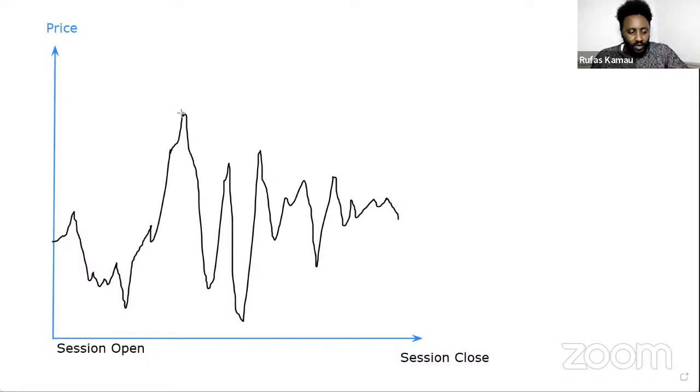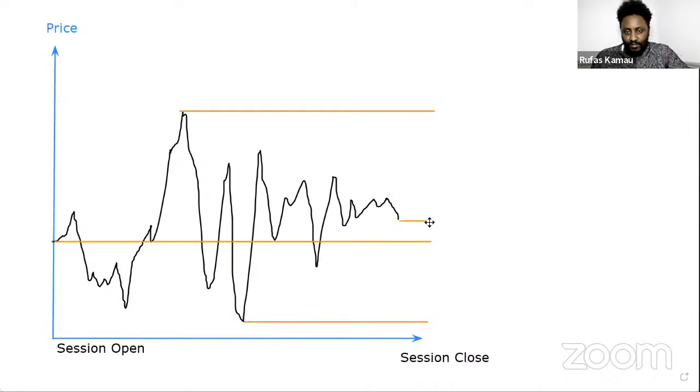So OHLC: open, high, low, and close. That's our highest price. This is our lowest price. This is our opening price here. This is our closing price. In this case, notice that the closing price is way higher than the opening price. So the candlestick is green, indicating that the price went up for that particular period of time. From here to here, we have a bullish candlestick.